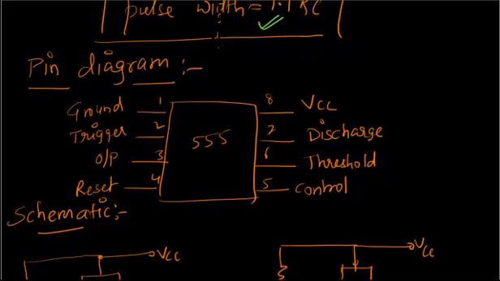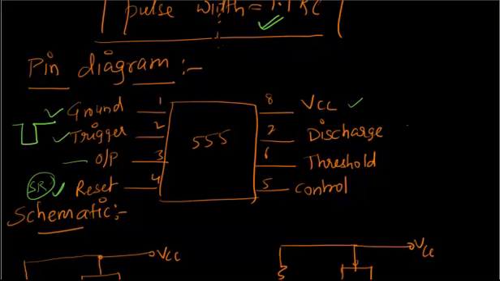It has 8 pins. Ground, you know. Trigger, you know what it is, the pulse that we applied, the low pulse, that is the trigger pulse. Output. Reset is for the SR flip-flop. If anytime you want to stop the operation of the 555 timer, you just apply a reset to the SR flip-flop and it will stop. And VCC is supplied.